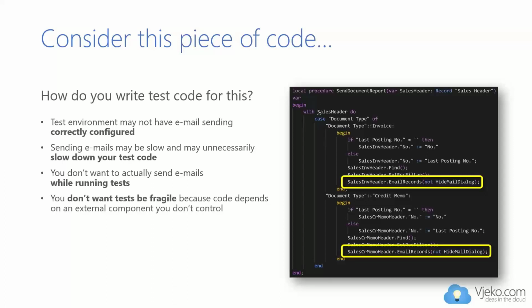Then you do not want your tests to be fragile, because your code depends on some external component that you don't control. There are so many moving parts here in email sending, and they're completely out of your control. So it is so easy to make your tests fragile. And the worst thing that can happen is that you get an email from a failed pipeline that says you broke something with your last update, and in fact, you didn't. It's simply a fragile test which started failing because it didn't handle dependencies correctly.